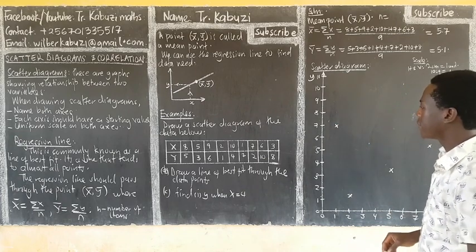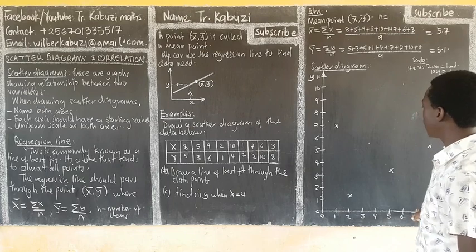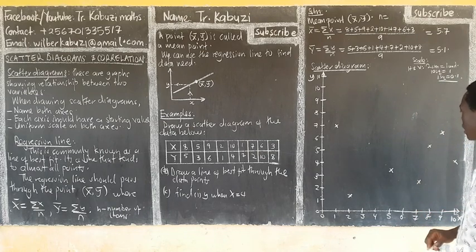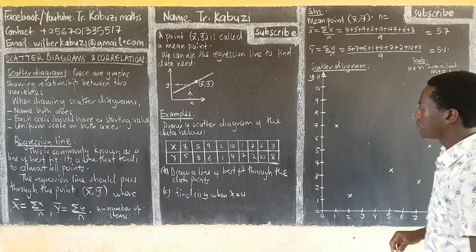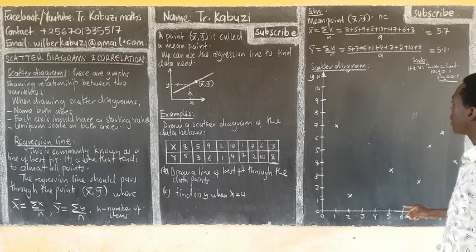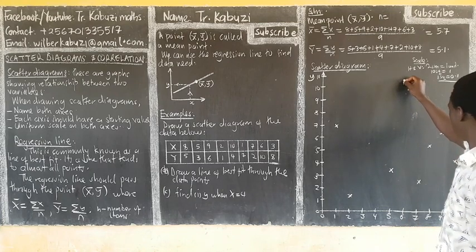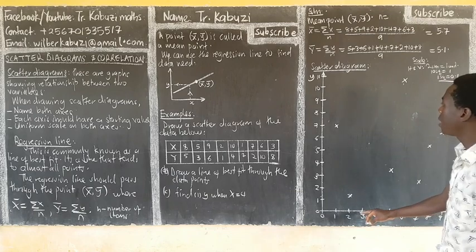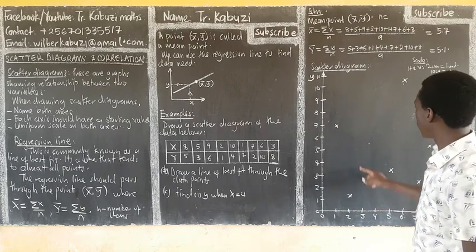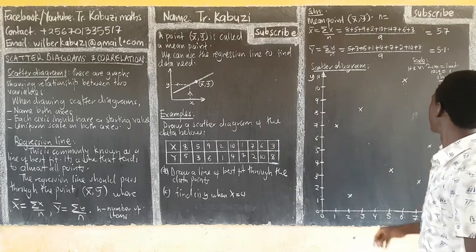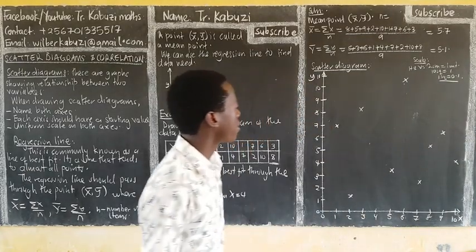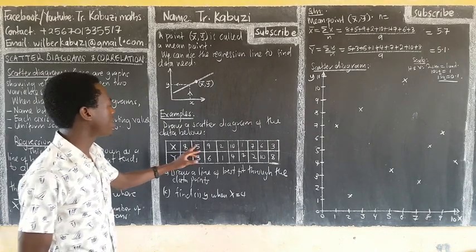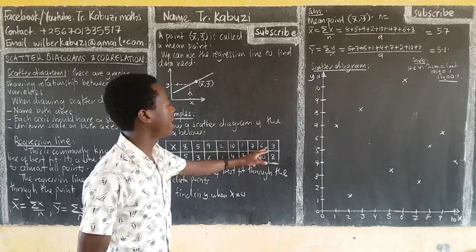Then I have 7, 2. 7 and 2 is almost there. Then I also have 6, 6 is here. Then I have 3, 8. 3, 8 is here. So now I'm done with plotting my points. There are 9 points: 1, 2, 3, 4, 5, 6, 7, 8, 9.